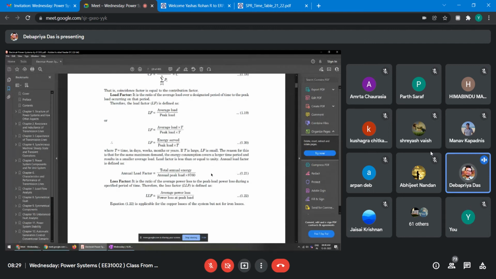So anyway, if the load factor is above 0.6 or so, that means it is a very good use of the generating plant, right? Another thing is the loss factor.